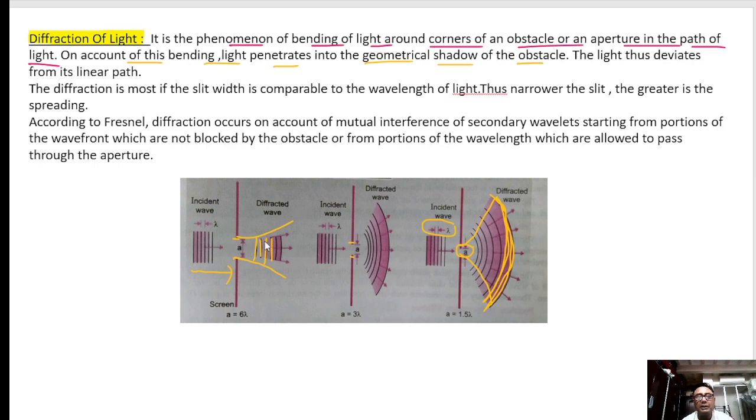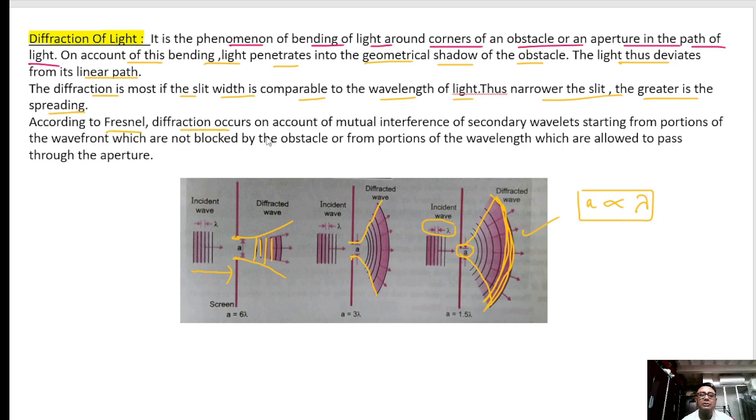On account of this bending, light penetrates into the geometrical shadow of the obstacle. Thus light deviates from its linear path. That means from this corner of the aperture, the light will start to deviate out. The diffraction is most if the slit width is comparable to the wavelength of light used, so the diffraction will be the maximum here. Thus, the narrower the slit, the greater is the spreading.